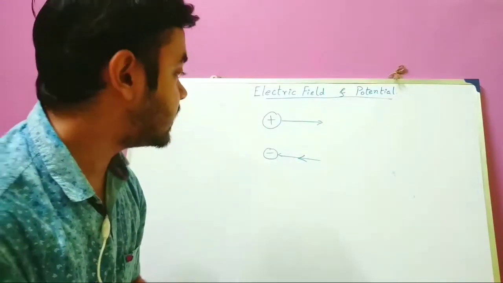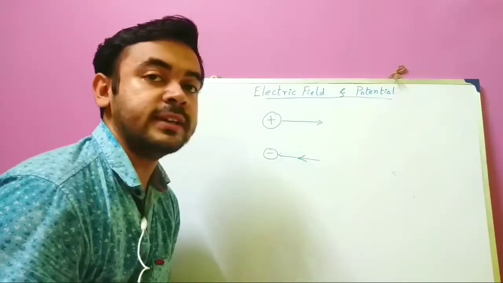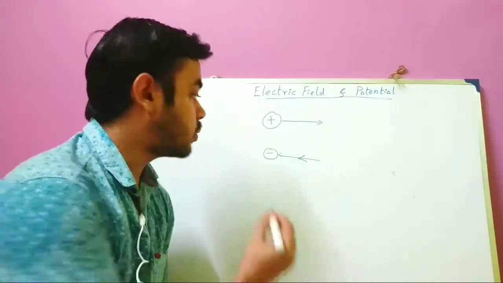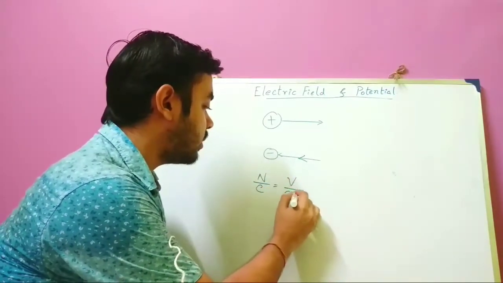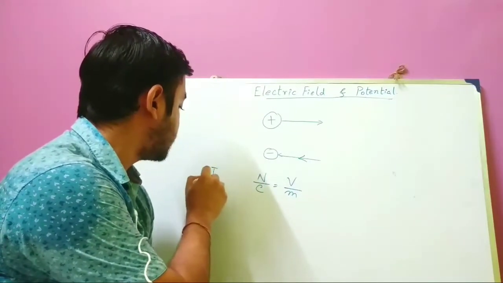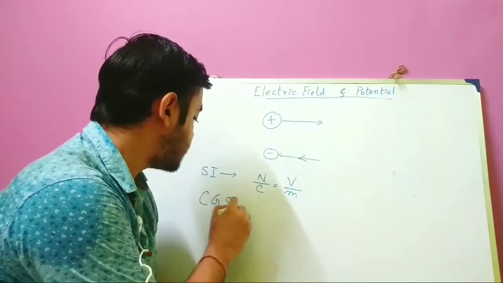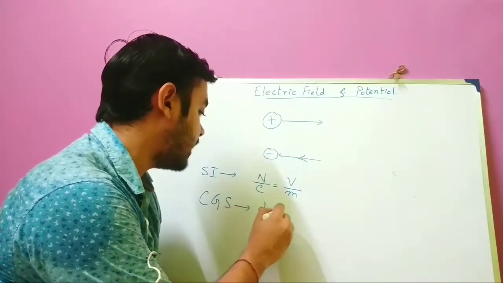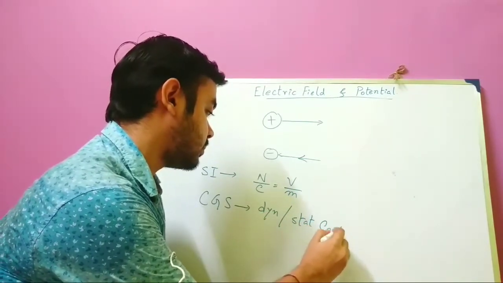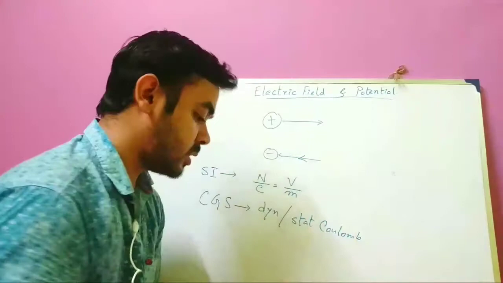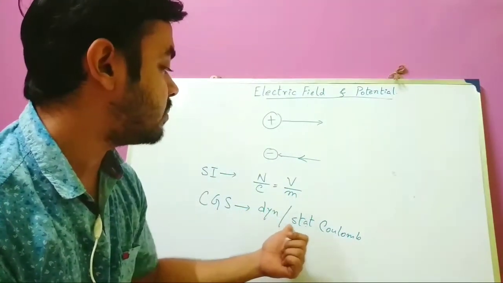Now what is its SI unit and dimension? The SI unit of electric field intensity is Newton per Coulomb, or volt per meter. The CGS unit is dyne per stat coulomb. So the SI unit is Newton per Coulomb or volt per meter, and the CGS unit is dyne per stat coulomb.